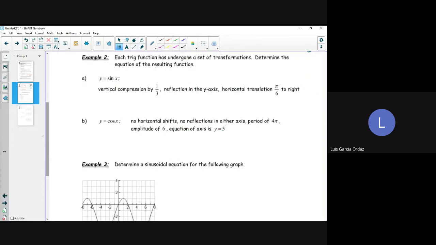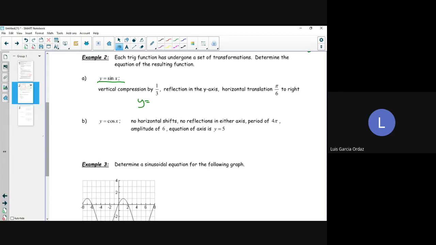So in example 2, we're given the descriptions and the transformations, and we want to determine the equation of the resulting trig function. So the first one, our parent function is going to be sine x. So a vertical compression by 1/3 is there, and then a reflection in the y-axis is also there, and a horizontal translation of pi over 6 units to the right is in this transformation function. So we're going to start as per usual.